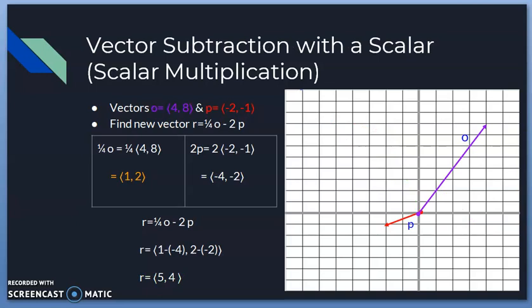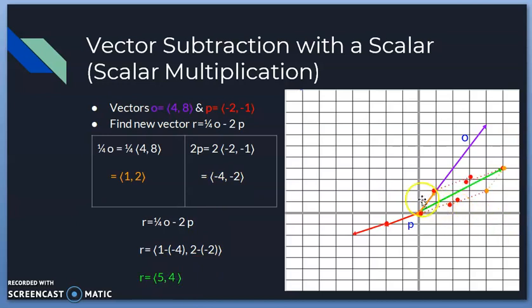We're going to quickly look at one more example. We have vector O, 4, 8, and vector P, -2, -1. We're going to find the new vector R, which is equal to 1/4 of O minus 2P. Doing this mathematically, we will have 1/4 times 4, which is 1, and 1/4 times 8, which is 2, and 2P, 2 times -2 is -4, 2 times -1 is -2. We'll subtract them now, so we have 1/4 O minus 2P, or 1 minus -4, and 2 minus -2. This gives us a resultant vector of 5, 4.